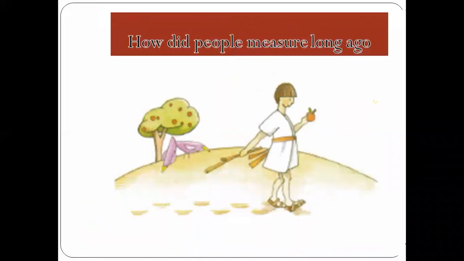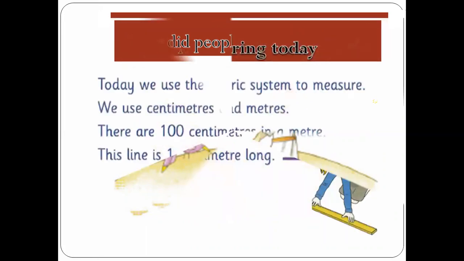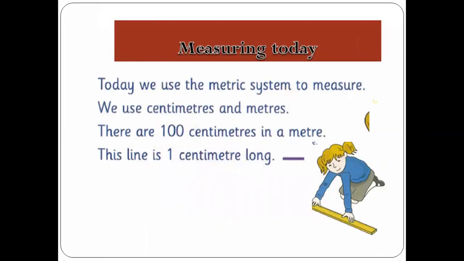And how did people measure long ago? They used to count the footsteps for the longer things. Nowadays, we measure things in centimeters and meters. There are 100 centimeters in a meter. This line is 1 centimeter long. So centimeters are small and meters are big. So 100 centimeters make 1 meter.